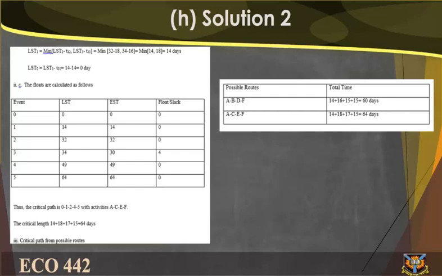2C. The floats are calculated as follows. Thus, the critical path is 0 minus 1 minus 2 minus 4 minus 5, with activities A minus C minus E minus F. The critical length is 14 plus 18 plus 17 plus 15 equals 64 days. 3. Critical paths from possible routes.